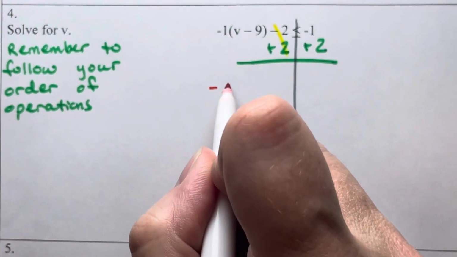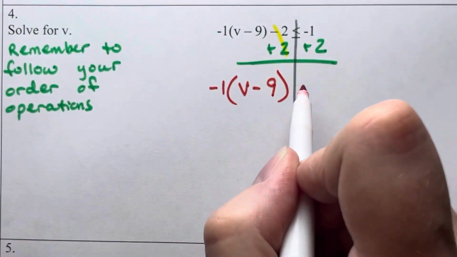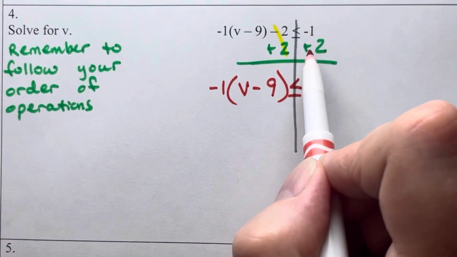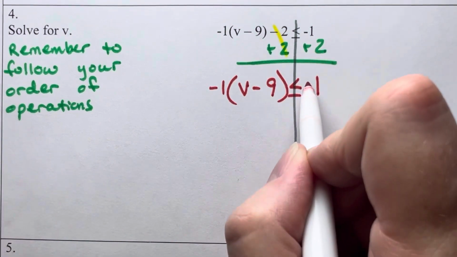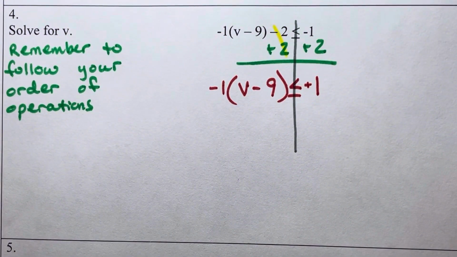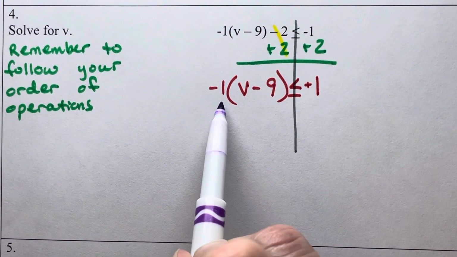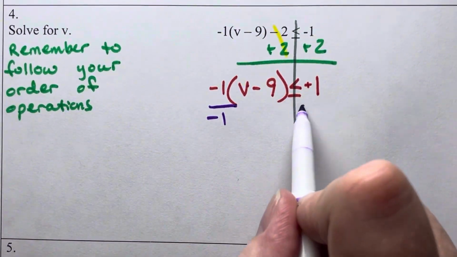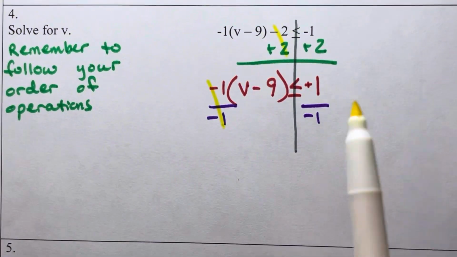us -1 times the quantity of v minus 9 less than or equal to -1 plus 2 is a +1. Okay, and we'll even notate that that is a +1. Now we can get rid of the -1 that's in front of the parentheses, and we do that by dividing. And what you do on one side of the river, you definitely do to the other.